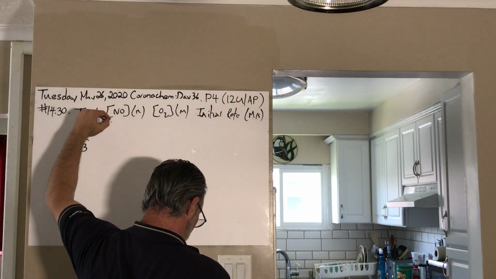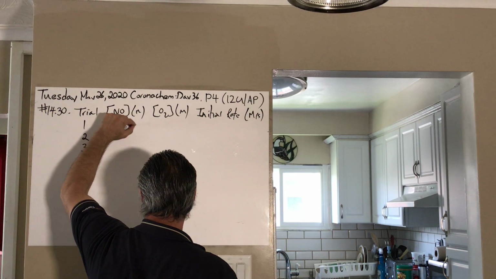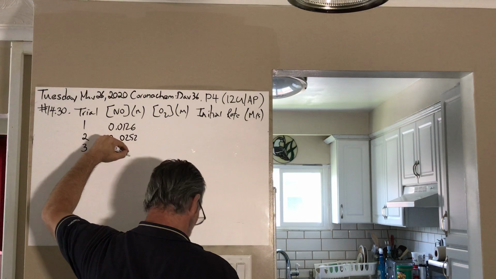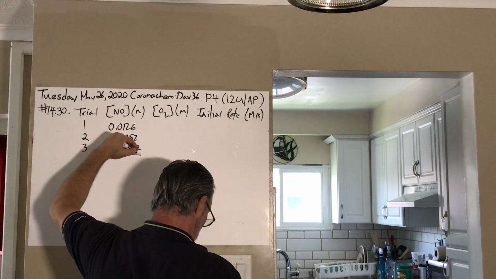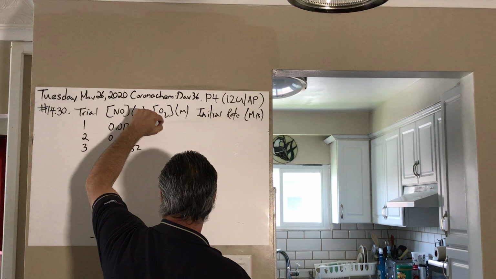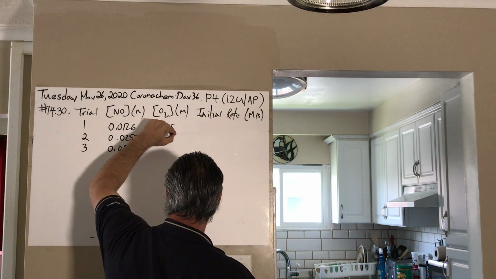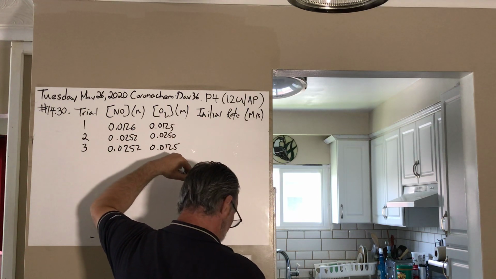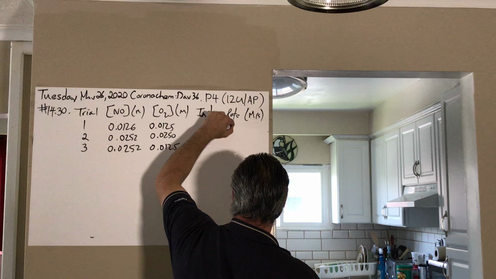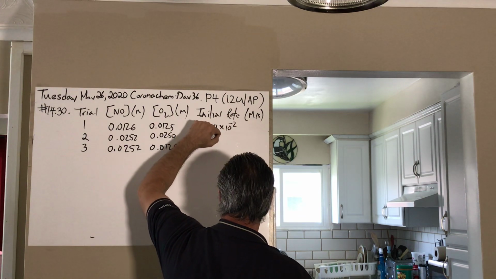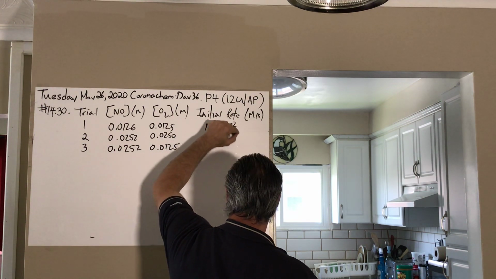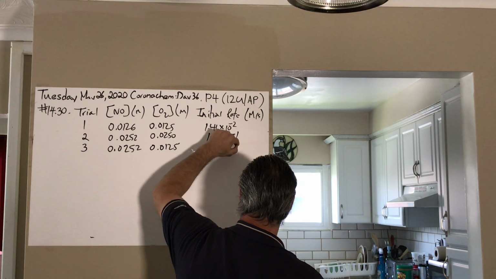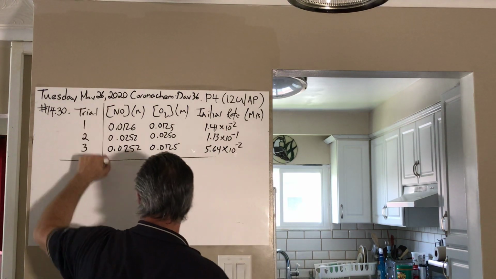And we have 0.0126, 0.0252, and 0.0252 for the nitrogen monoxide. The oxygen concentration is 0.0125, 0.0250, and 0.0125 again. Initial rates are 1.41 times 10 to the -2, 1.13 times 10 to the -1, and 5.64 times 10 to the -2. That is our data.